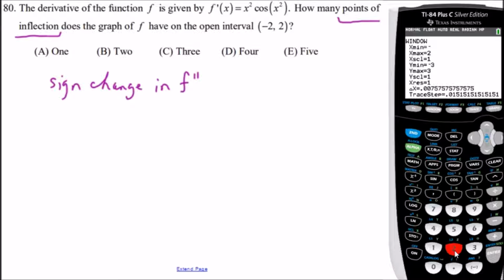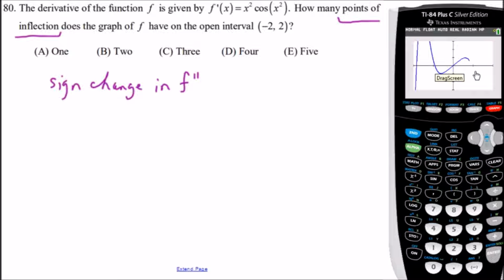Because, like I said a moment ago, all we're looking for is where the second derivative changes signs. That's when the graph of f double prime changes from positive to negative, or from negative to positive. So when we press graph, we just have to count how many times it passes through the x-axis from negative to positive or vice versa. So we have 1. So far we have 2 changes in signs. There's a third one at 0.